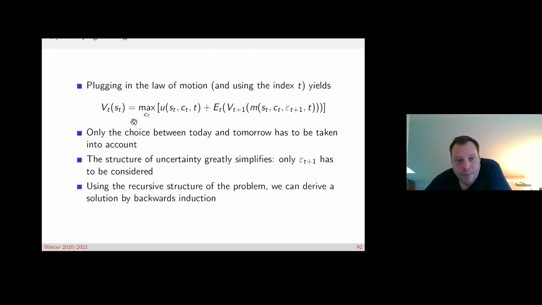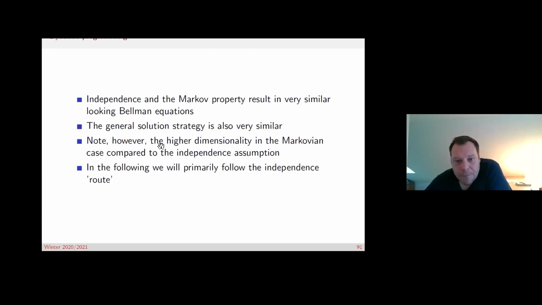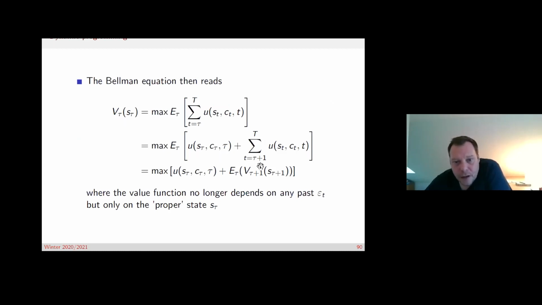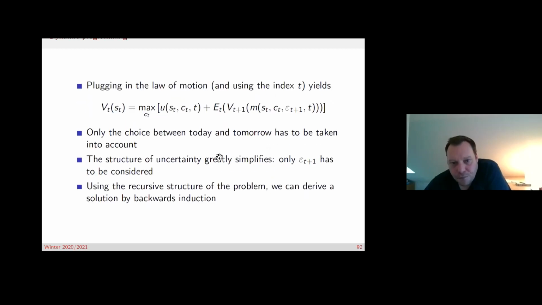Okay. So basically, I've written down this situation again. We assume independence, and the only thing that I already plugged in is the equation of motion for tomorrow's state. You can see this here. Instead of writing tau plus 1, the notation is t plus 1. I've used the definition that s t plus 1 is equal to m, this law of motion, of s t, c t, and epsilon t plus 1.